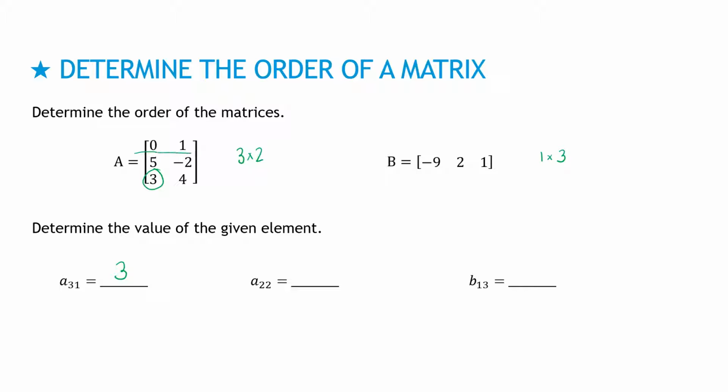And again, if you need to write it out, this is row 1, this is row 2, this is row 3, this is column 1, column 2. That's essentially what we're doing. A_22 means in A, go to row 2, column 2, and write the element. Lastly, B_13, first row, third column, is 1.